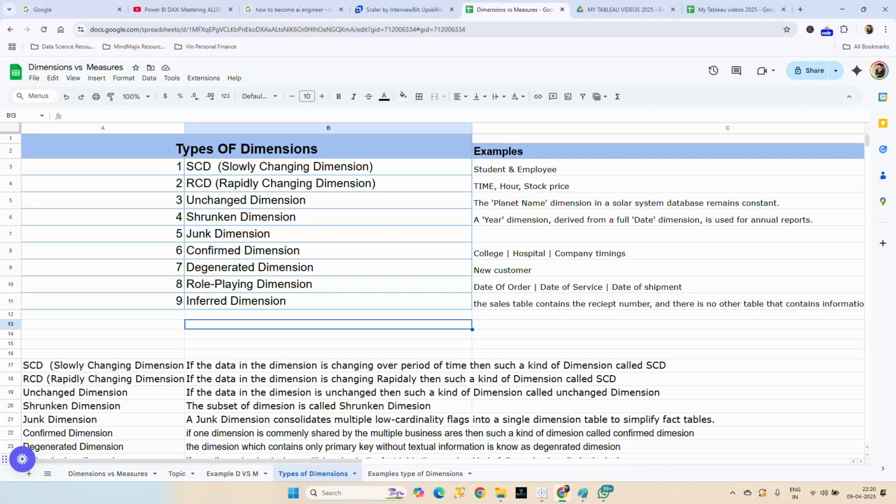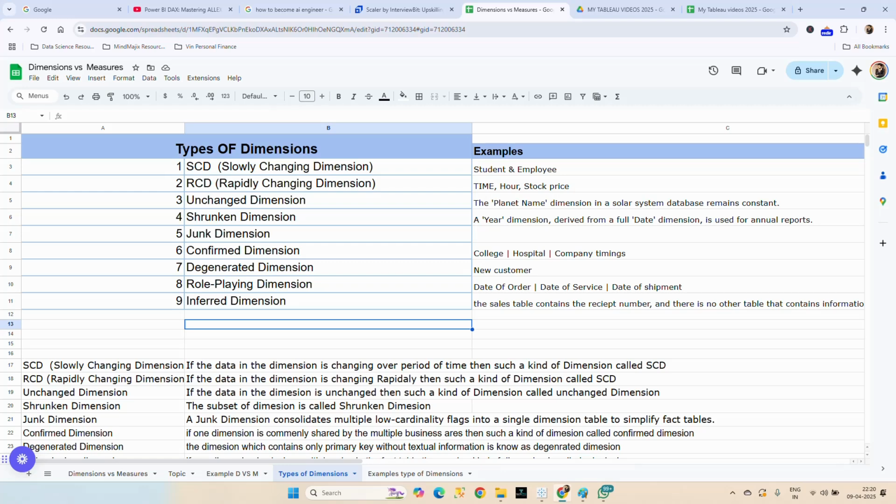Hello guys. In the previous video, we learned about dimensions and measures. If you have not seen that video, please watch it. Without watching that video, you cannot understand types of dimensions. So my suggestion is to watch that video to learn what a dimension is, what a measure is, what a transaction table, measure table and fact table are, and what discrete versus continuous means. All those things I covered in that video. After that, you can watch this video.